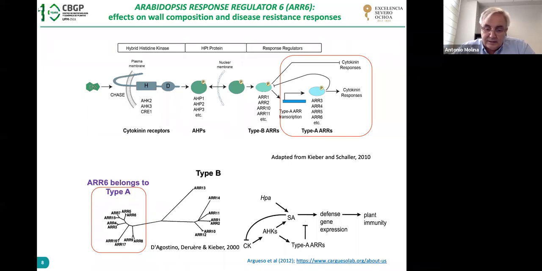This is mainly the result of generating overexpressor lines of several type A Arabidopsis response regulators, and these overexpression lines show enhanced susceptibility to Hpa. Individual mutants in each of these type A genes don't show any phenotype because of overlapping function, and only in a sextuple mutant did they realize that these plants show slightly enhanced resistance to Hyaloperonospora parasitica.